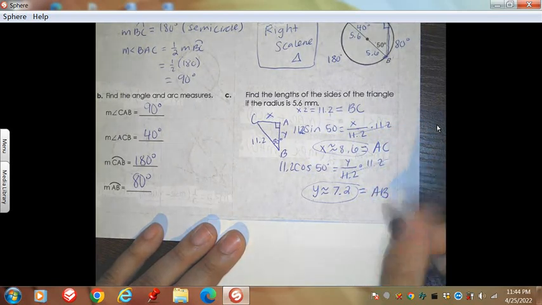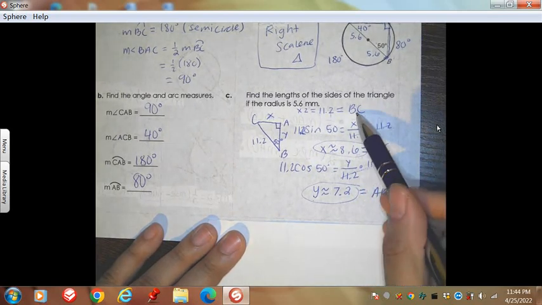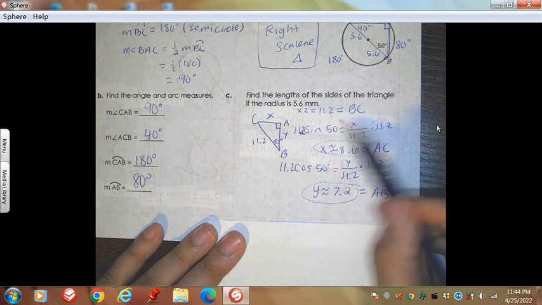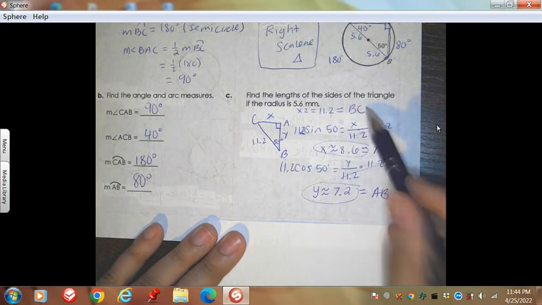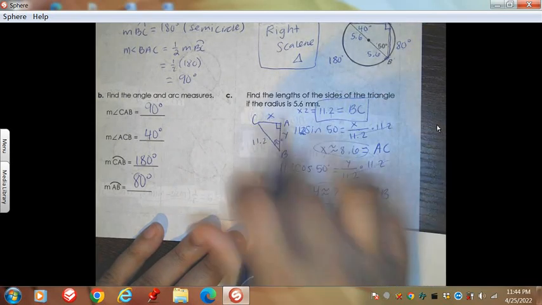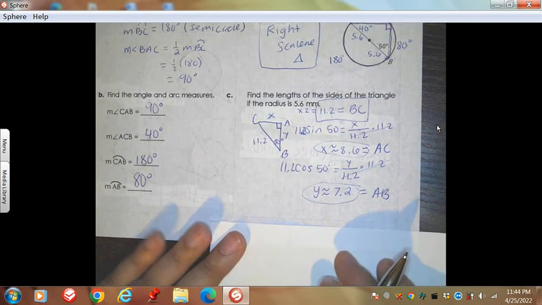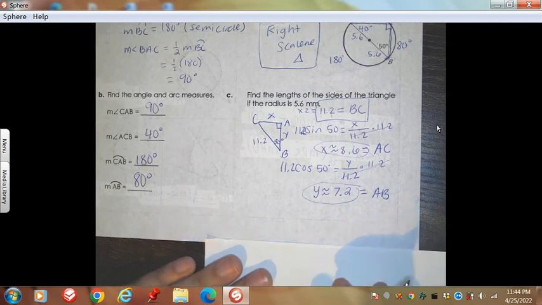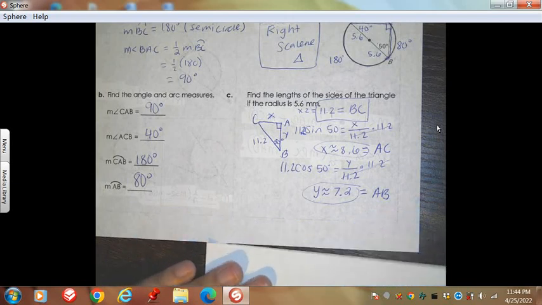Okay, so we found both those sides. We already knew the hypotenuse from the beginning was 11.2 for BC, so that's all three sides. All right, so again, don't worry too much about something like this. It's just an application of the same idea with just kind of using some trig. But let's move on to the new stuff now.